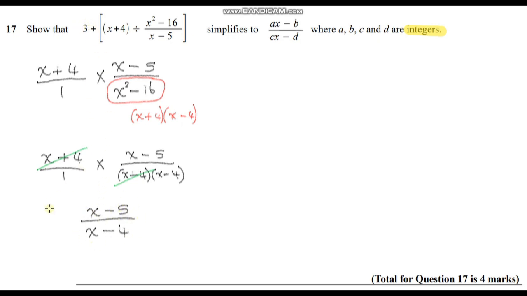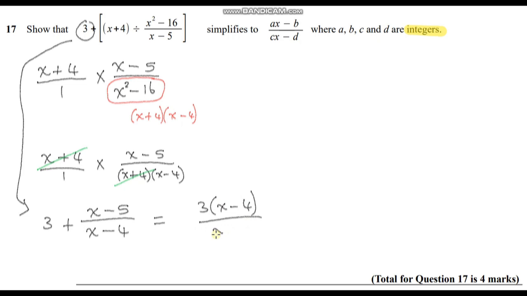And now we've got to add on 3. I'm just bringing this 3 down. We've got 3 plus this fraction. And now remember, you cannot add fractions unless the denominators are the same. So we're going to have to make the denominators the same. Our denominator is going to be x minus 4. So if we multiply by x minus 4 over x minus 4, we're going to have 3 times x minus 4 over x minus 4. Hopefully you can see that this is exactly the same as 3, because the x minus 4s just cancel out.